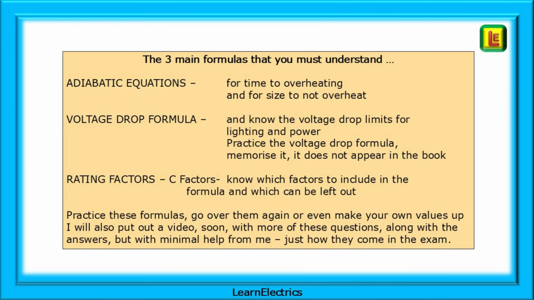There are 3 main formulas that you must understand. Adiabatic equations. The first for time to overheating and the second for size to not overheat. Voltage drop formula, and you must know the voltage drop limits for lighting and power circuits. I would suggest that you practice the voltage drop formula in order to memorize it, as it does not appear in the book. The third formula is rating factors or C factors, and you need to know which factors to include in the formula and which can be left out.